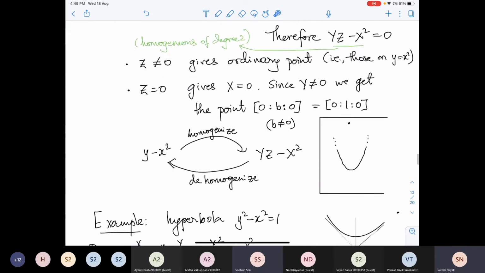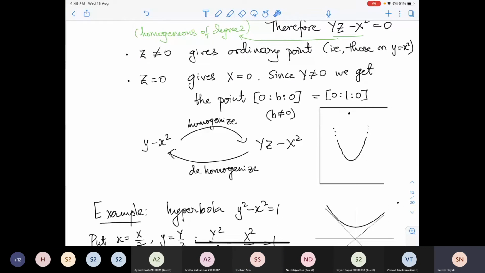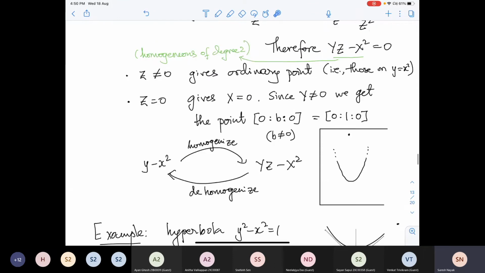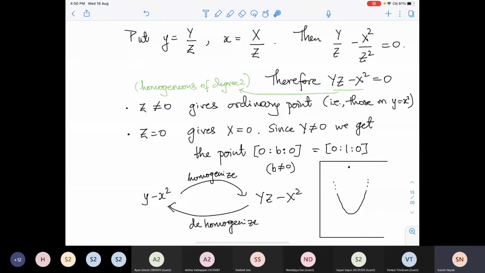Okay, thanks. So therefore, what we have is this usual parabola, and then this process of substituting capital Y over Z, capital X over Z is called homogenization, and you get a homogeneous polynomial. And then from here, you can get back by a simple thing: divide by Z to the power degree of this polynomial. Degree is 2, so divide by Z square.